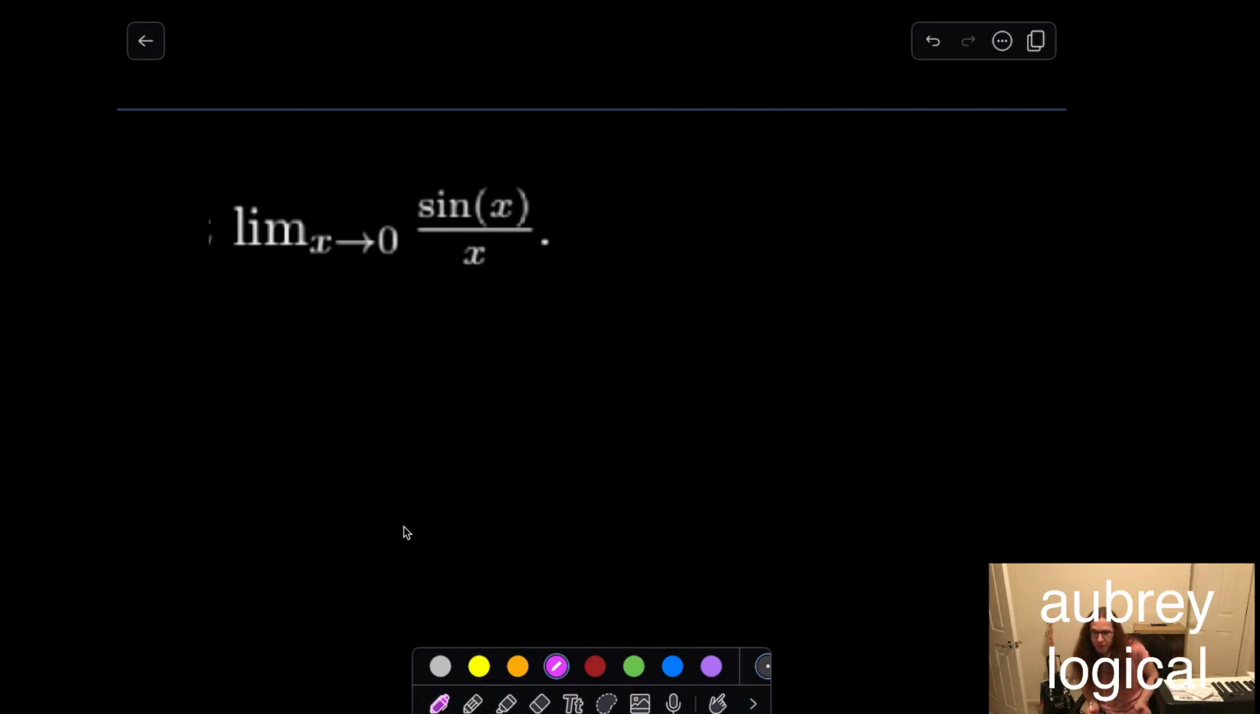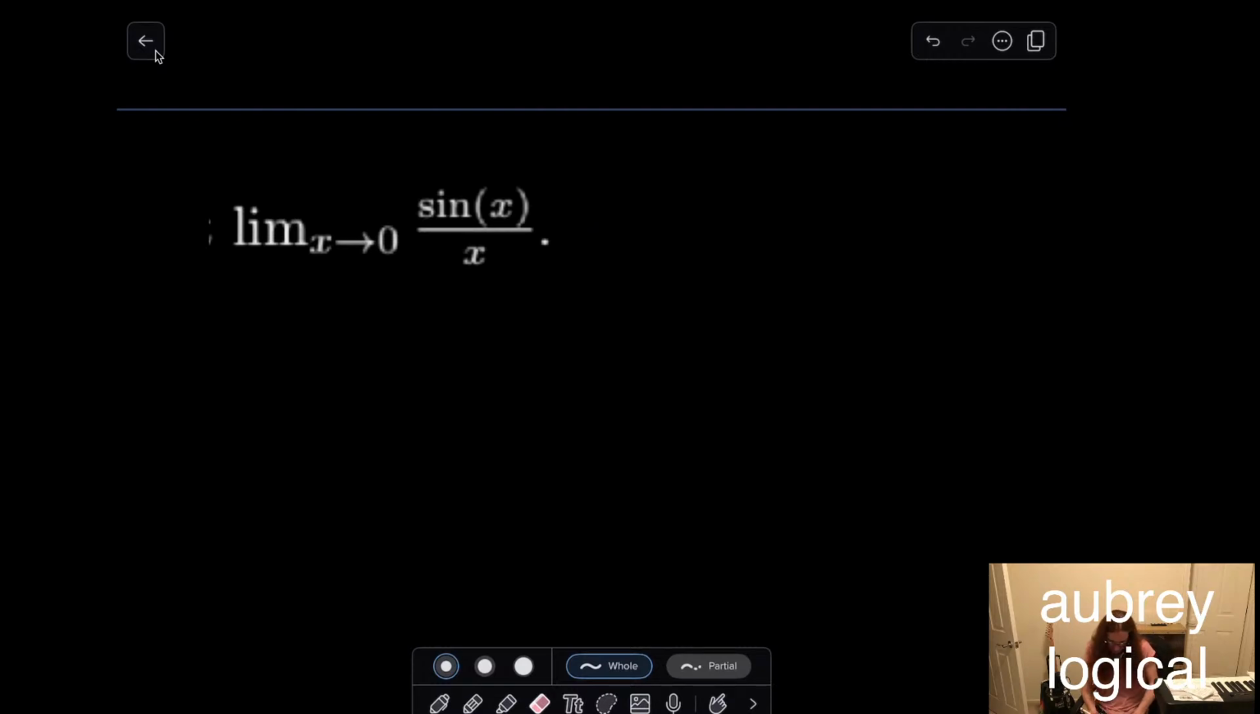So x is approaching 0 of sine x over x. So you plug in a 0 wherever you see an x. So sine of 0 is going to be equal to 0, and that is going to be over 0. So it's going to be 0 over 0, which is indeterminate.